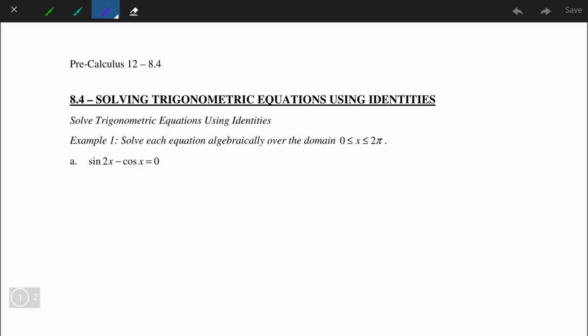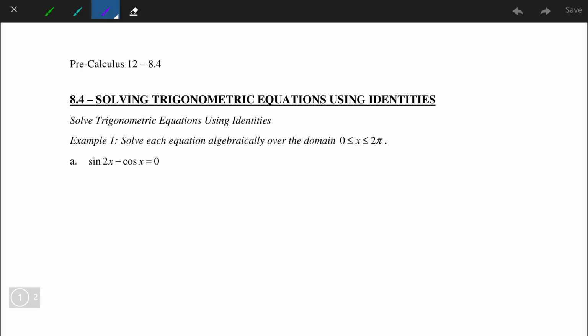Hello everyone, so today we're going to go over section 8.4, solving trigonometric equations using identities. So we are going to apply some of the trigonometric identities that we have seen in this unit in order to solve additional trigonometric equations, just as the title suggests. So let's look at example 1.